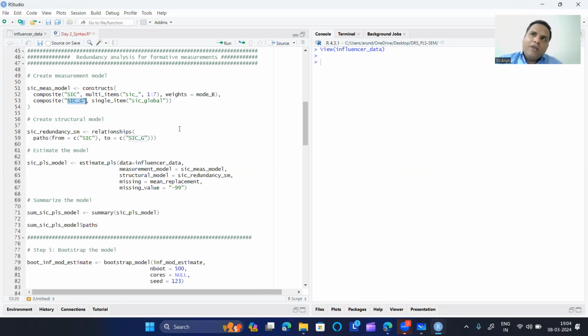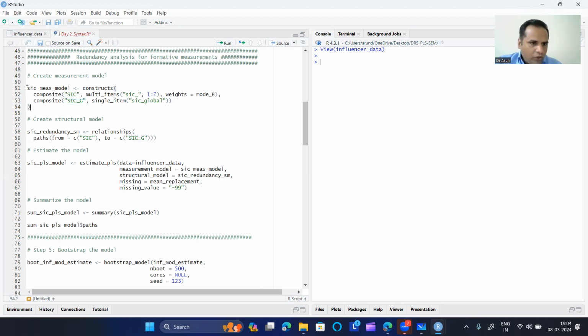You simply try to find out whether the correlation of the 7 items with the single item, or the global item, is greater than 0.7. If the correlation between the multi-item formative construct and the single global item is equal to or greater than 0.7, we say convergent validity in a formatively measured construct is established.